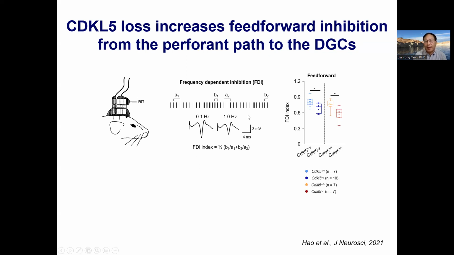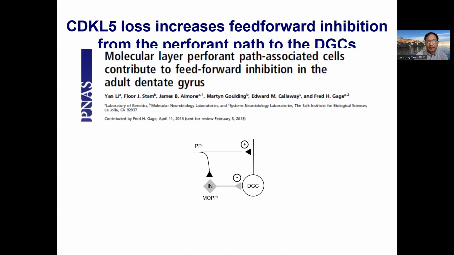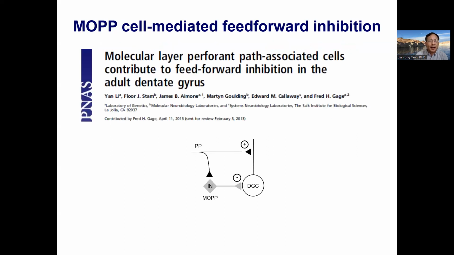As you can see, in the male and female mice, compared to the wild type, the FDI index in mutant male and mutant female mice is reduced, which actually indicates increased feed-forward inhibition. So we know there are different categories of inhibitory interneurons in the dentate gyrus.